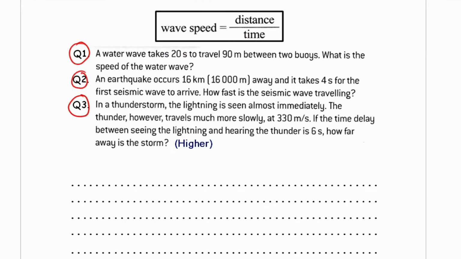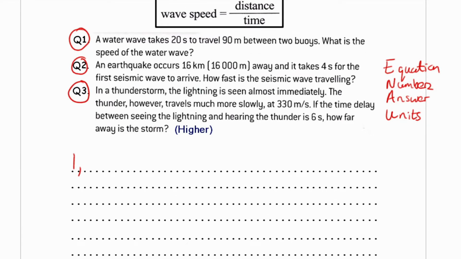Now, as I've explained before, whenever you do a calculation, make sure you remember ENO. Equation, write down the equation, put in the numbers, write down the answer, and include the units. Question 1. What's it telling us? A water wave takes 20 seconds to travel 90 meters between two buoys. What is the speed of the wave?